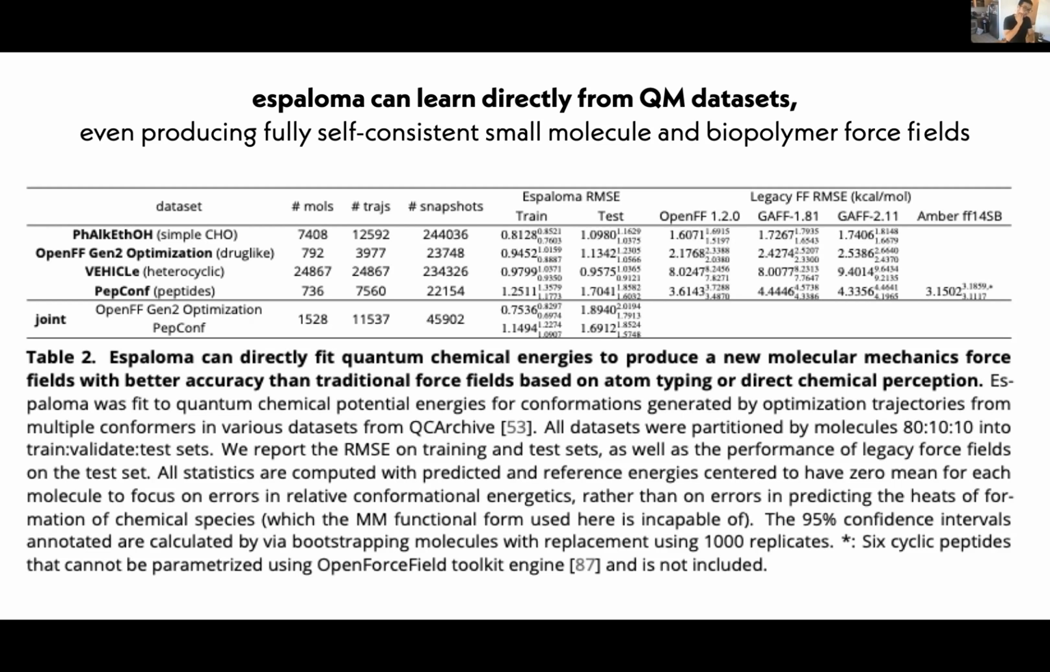It consists of a few subsets that were donated by our pharma partners, right? The Vehicle data set is a data set of heterocyclic small molecules. And finally, PepConf, which is, well, by its name, peptide conformations. So it's just small peptides, di- and tripeptides, and there are also cyclic peptides. Okay.